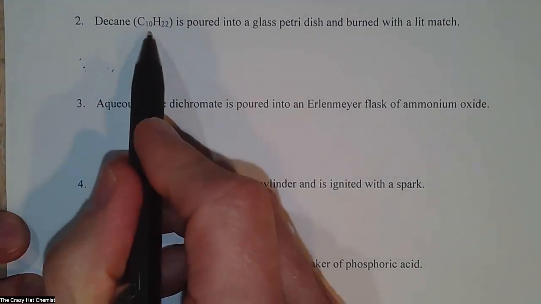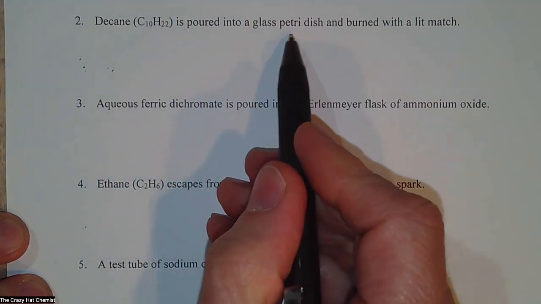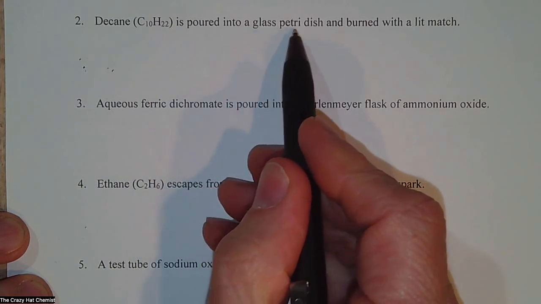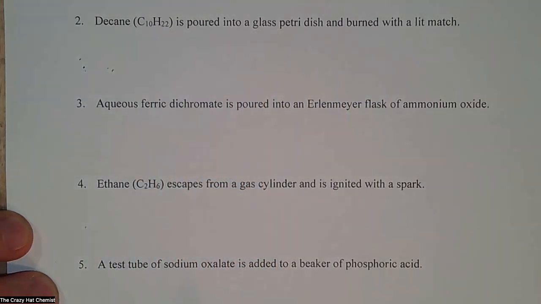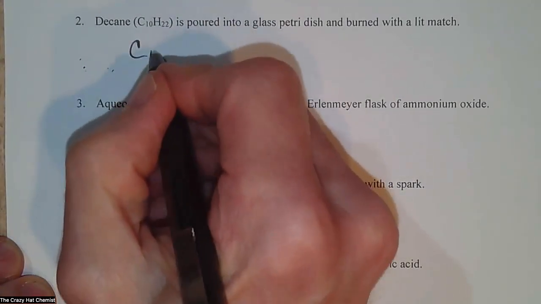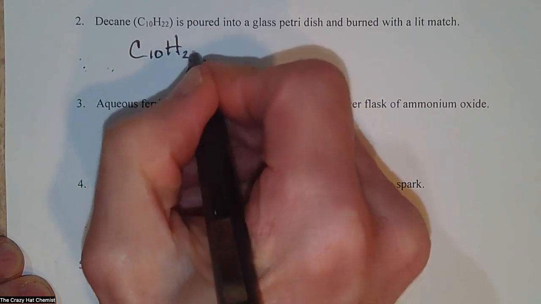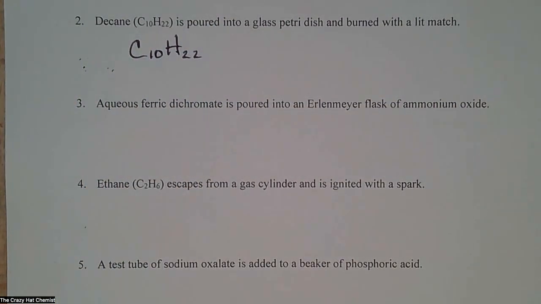This next one says decane is poured into a glass petri dish and burned with a lit match. All right, so first I'm going to write the formula for decane. That's C10H22.